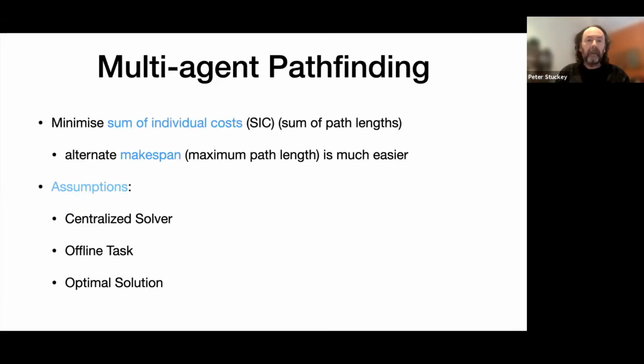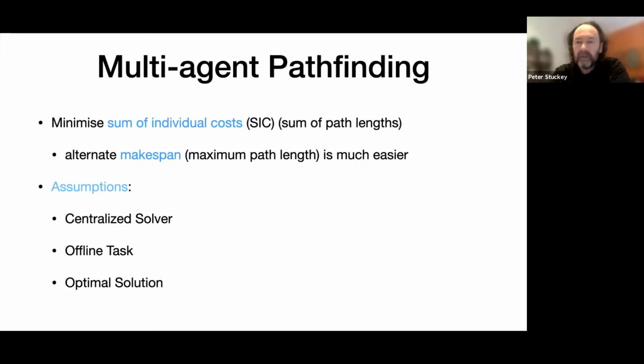All right, and then the usual aim in multi-agent pathfinding is to minimize the sum of the individual costs. So that's the sum of the path lengths of the agents, and that's because that gives you the biggest throughput. There's an alternative objective where you can just minimize the makespan, so minimize the maximum of the path lengths. It's typically an easier problem to solve, and it's not the one that we care about the most in the study of this problem, although I'll talk about it a little bit on the side.